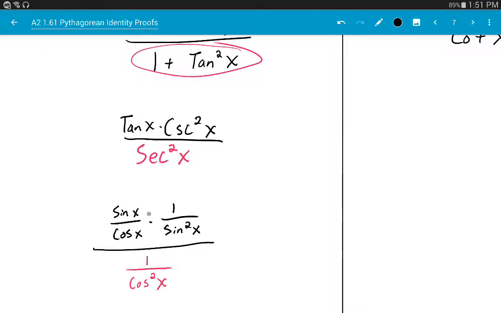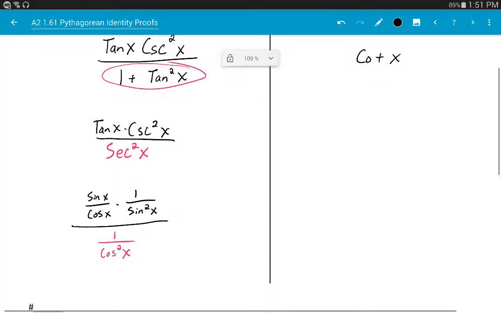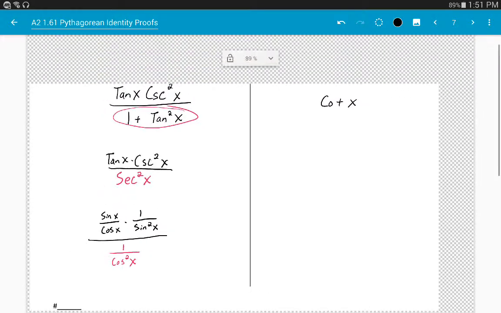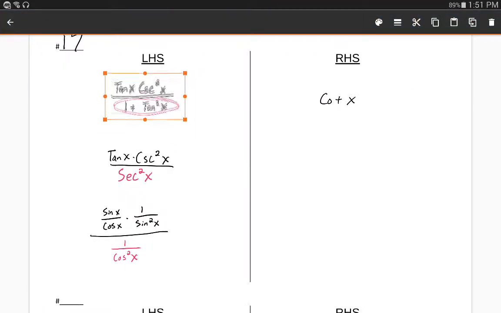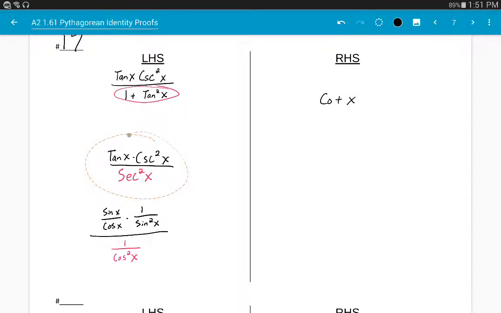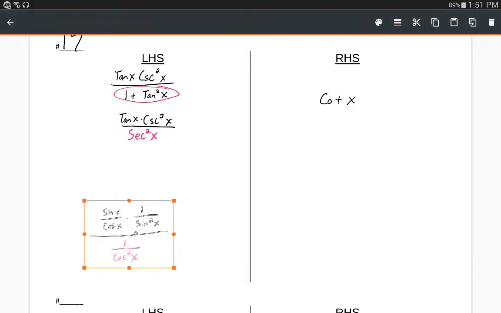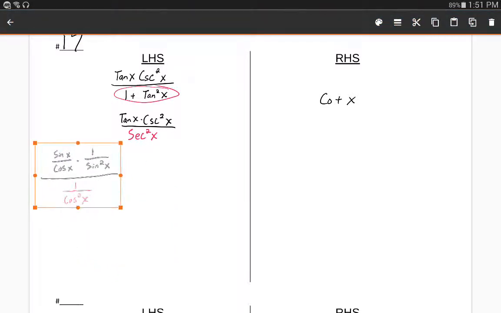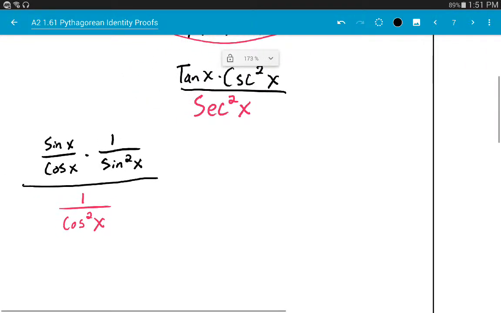Now, since these are attached with multiplication, they're basically like one fraction already. So here's what I'm going to do. I'm going to, oof, I'm running out of room. I should have written smaller. So here, I'll crunch this up a little bit. Okay. Now let's keep going.